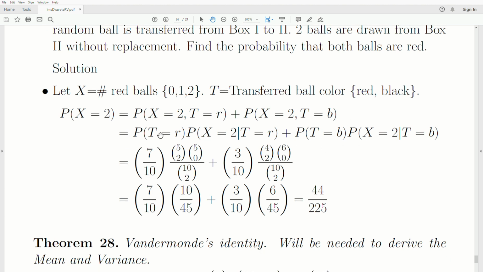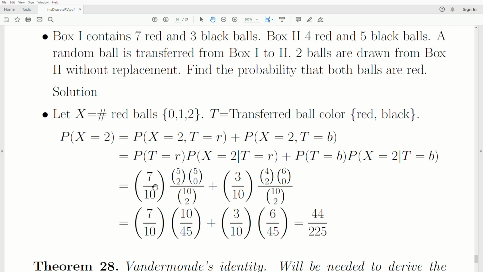Now we just start plugging in numbers. The probability that the transferred ball was red is 7 out of 10, right? There are 7 red balls out of 10. Then the probability that we observe 2 red balls given the transferred ball was red: we have our box, we know the transferred ball was red, so we have 5 red and 5 black balls, and we're taking out 2, and we want the probability that X is 2. That's a hypergeometric distribution. So it's 5 choose 2, 5 choose 0, and then 10 choose 2. Now let's move on to the next one.